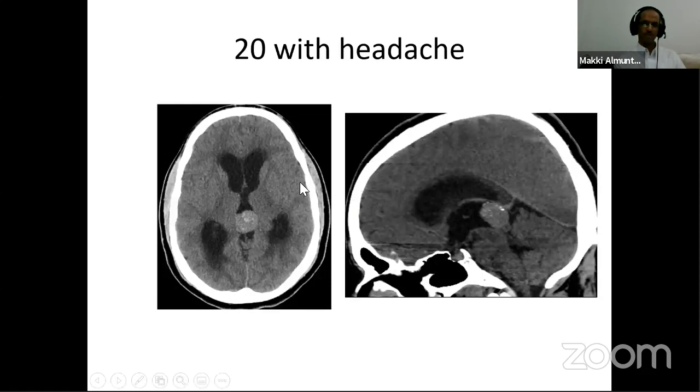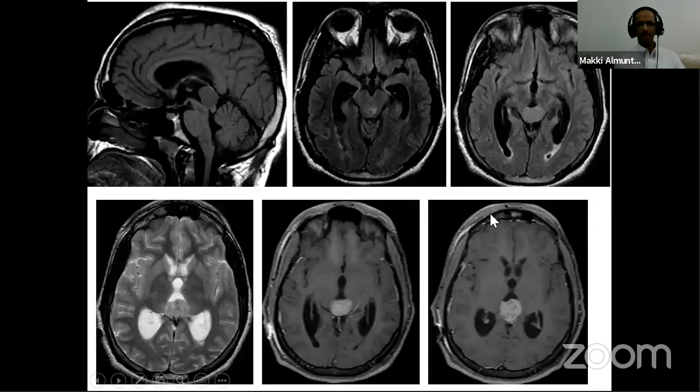This patient presented with headache, and there is a pineal region mass, either a mass arising from the pineal gland or from other structures. If you look carefully here, here is the tegmentum component of the midbrain, and here is the tectal plate. So this is tectal glioma. MRI showed that the mass is cellular and enhancing.